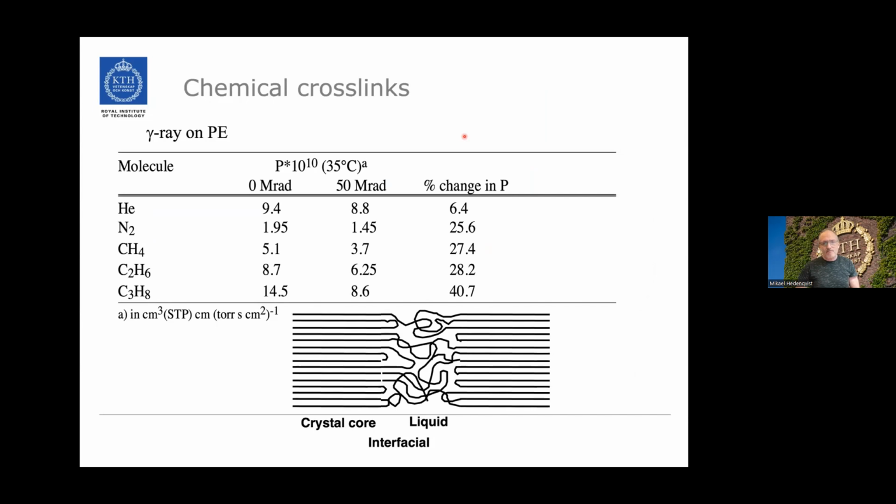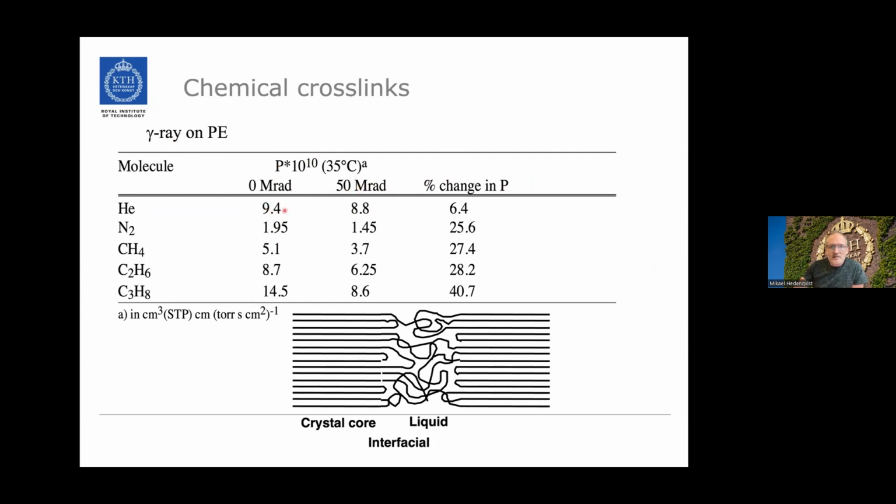Chemical crosslinks are also another alternative to obtain a better barrier. Here is a polyethylene that has been gamma ray treated, which yields carbon-carbon double bonds. And you can see the effects. This is the permeability, and this is the change in permeability between an unirradiated and one which is gamma radiated.